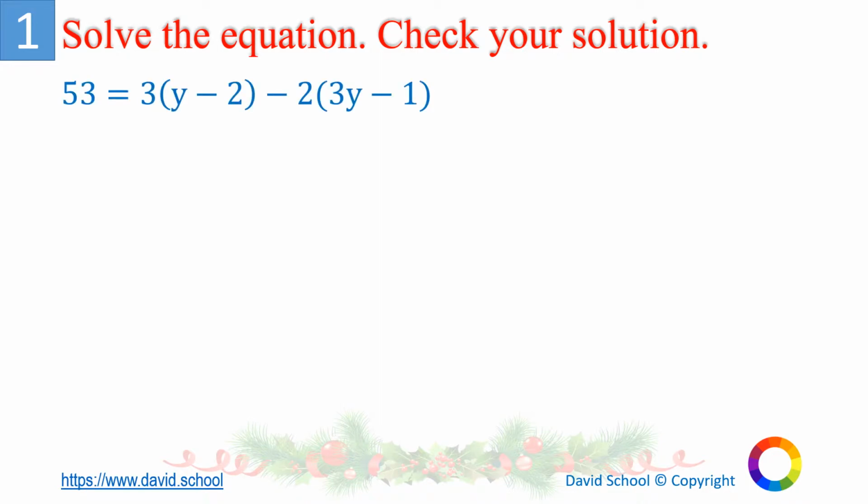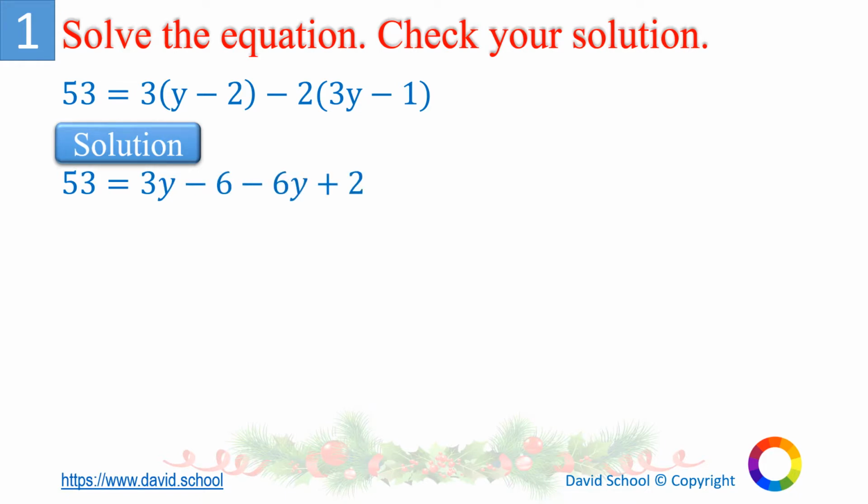53 equals 3 times (y minus 2) minus 2 times (3y minus 1). We use the distributive property. 53 equals 3y minus 3 2s are 6, minus 2 3s are 6y, minus 2 times minus 1 is positive 2. Don't make a mistake here.